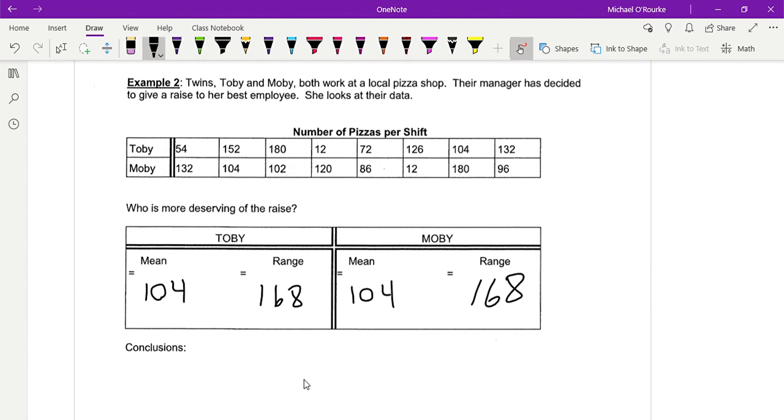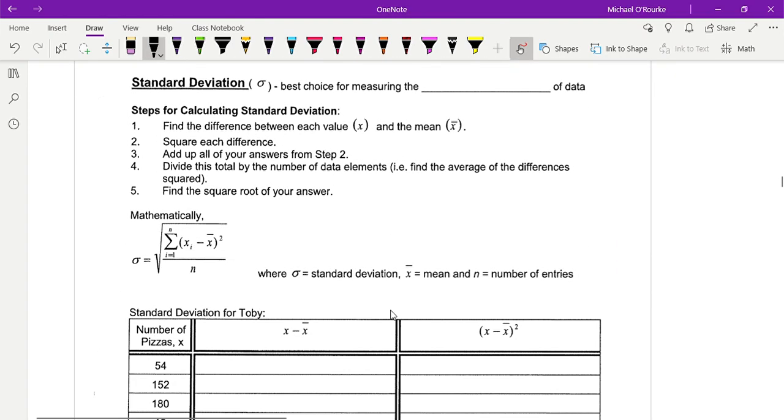Moby had one too. Oh, you had one too? Okay. But if you look at Moby, he seems to be more consistently in the hundreds. When he started, he had 132, compared to Toby. So we need something to tell us what the data is saying. So this is where standard deviation comes in. And if you look in your note, you can fill in this part of your note.